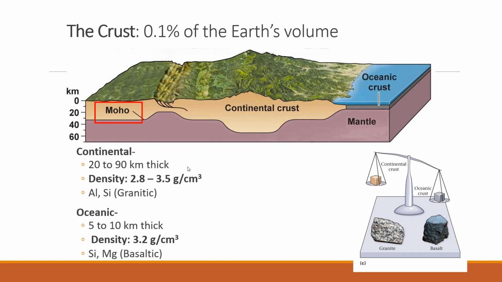The oceanic crust is much more consistent. It is between 5 to 10 kilometers thick. The differences in thickness will depend on its age. The older it is, the thicker it is. The oceanic crust we're going to learn can only get to a certain thickness though. Its density is much more consistent, again, because it tends to be basalt. It's one rock type. It's not nearly as variable. It has a lot of magnesium and iron in it.